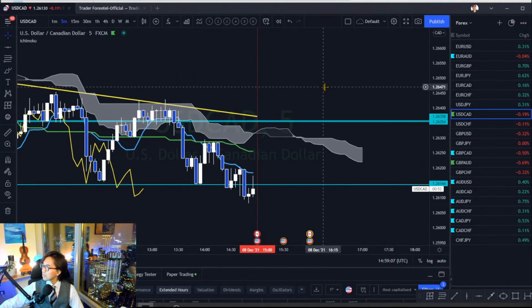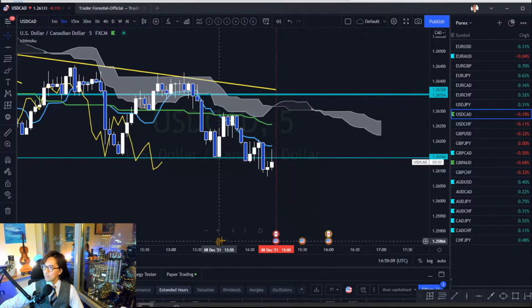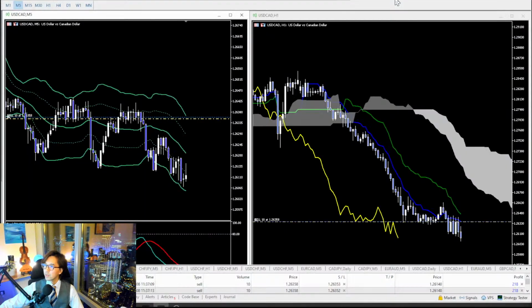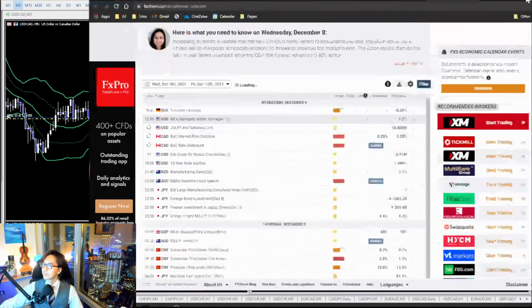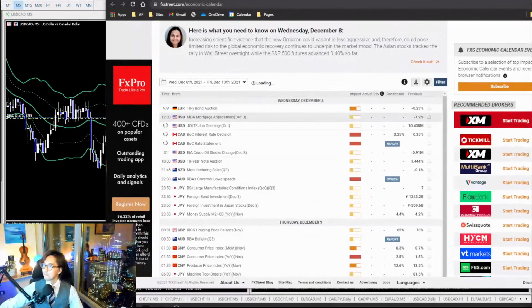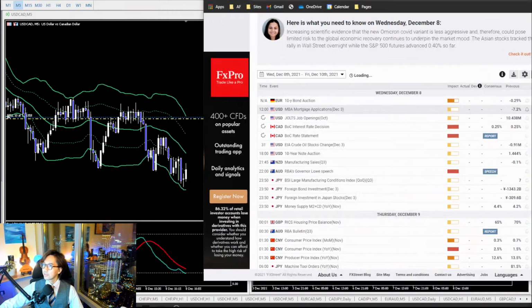Okay, in 1 minute, I will switch to this MT5 in case anything happens, then I continue to monitor on this one. Okay, so here is news. Still loading.